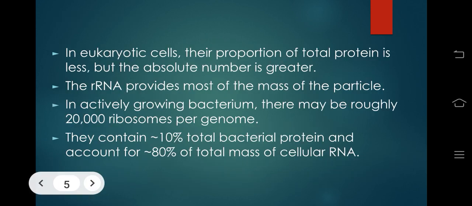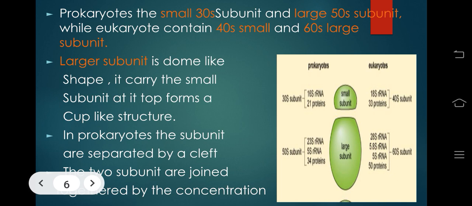In eukaryotic cells, their proportion of total protein is less, but the absolute number is greater. The rRNA provides most of the mass of the particle. In an actively growing bacterium, there may be roughly 20,000 ribosomes per genome. They contain about 10% of total bacterial protein and account for approximately 80% of total mass of cellular RNA.